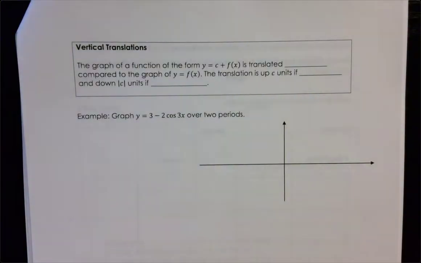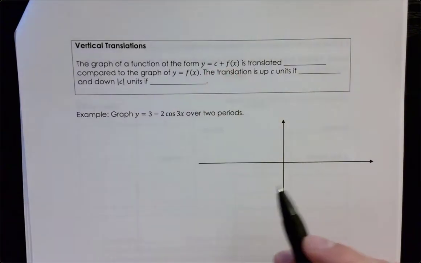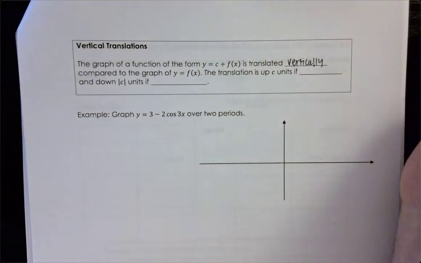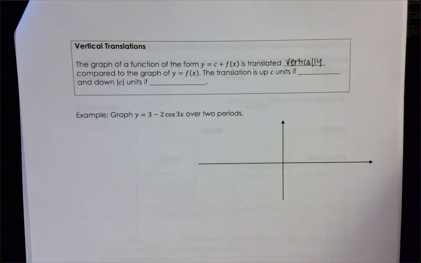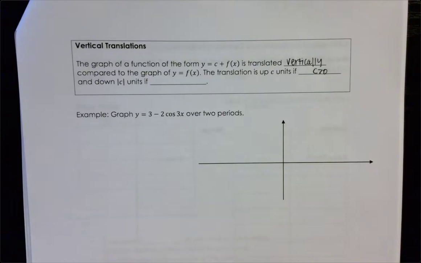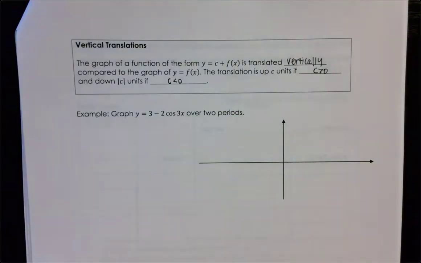Okay, now we have vertical translations that we're going to mix in. So that's going to change your x-intercepts being on the x-axis. It's going to be shifted up or down. So if we have c plus your function, it's translated vertically compared to f of x. And it's going to be up c units if c is greater than 0, and down absolute value of c units if c is less than 0.